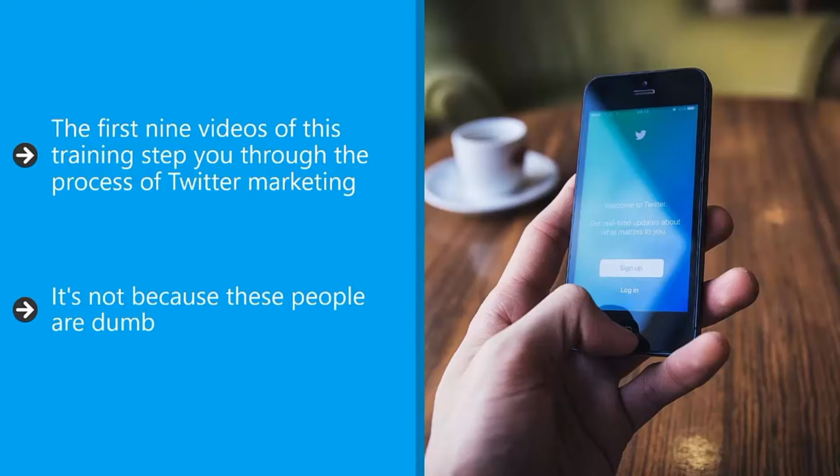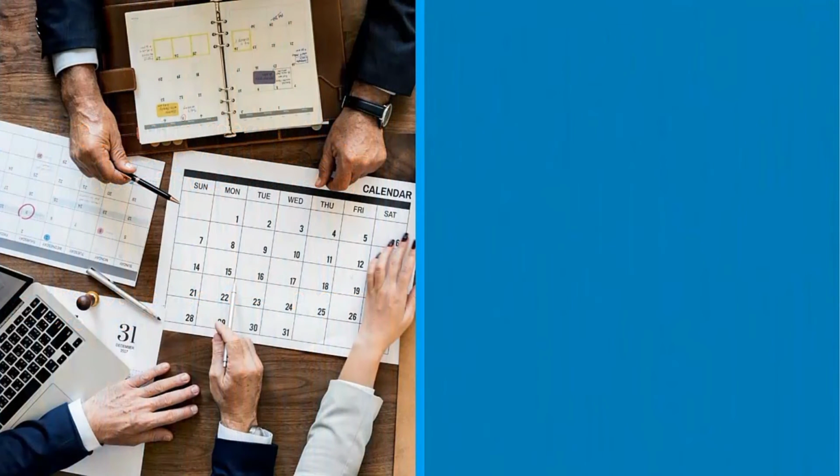It's not because these people are dumb. It's not because these people are hopeless in terms of execution. They just did not have a plan. They also did not follow certain best practices that would have increased their chances of success. Here are just some best practices that I've learned marketing successfully on Twitter for several years.